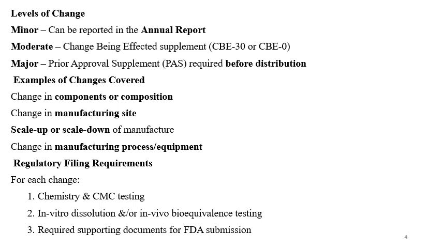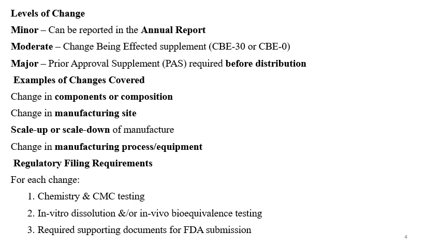If the changes to the drug product made are minor and cannot impact significantly the quality, then this can be reported in the annual report. Then moderate changes are routed through the changes being effected supplements, that is CBE-30 and CBE-0. I have made separate videos on CBE-30 and CBE-0 and the annual report in the past, so you can go through those videos. It will help you to understand these terms.